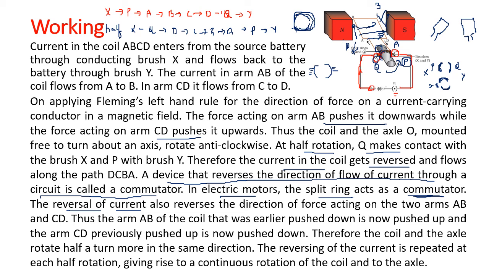So first current passes through the coil, the two ends of the coil, AB and CD, experience a force, they move. Along with them the split rings move. When the split ring moves, then Q will now touch X and P will touch Y. The direction of the current is reversed, so the coil will continue. Again it will change the axle, again the direction of the current is reversed and the current will keep on passing and the coil will keep on moving. This is the principle and working of the electric motor.